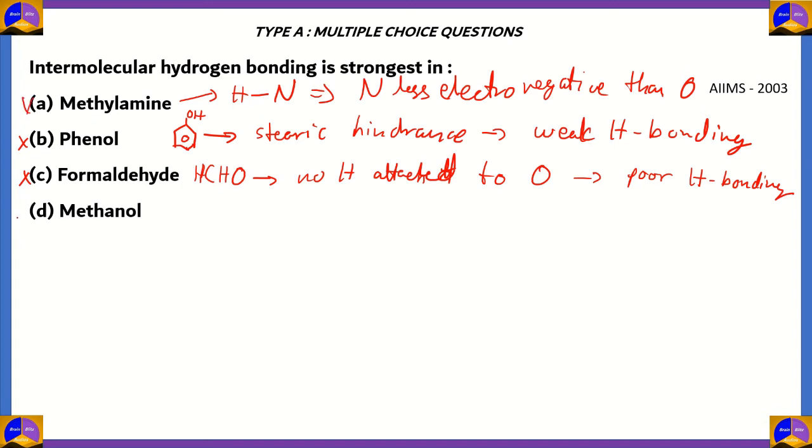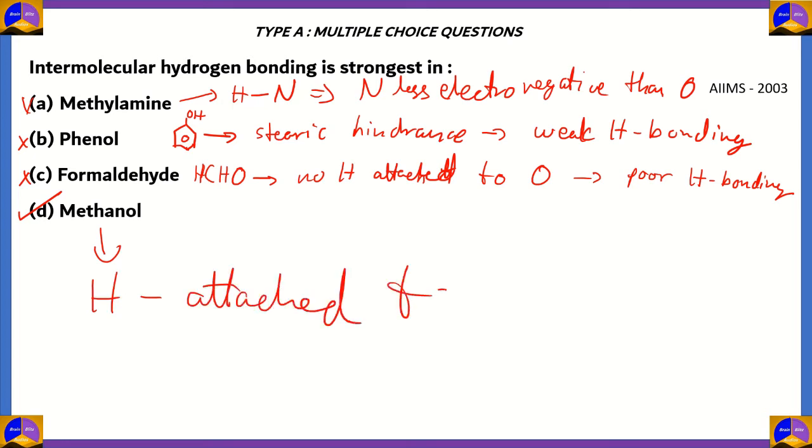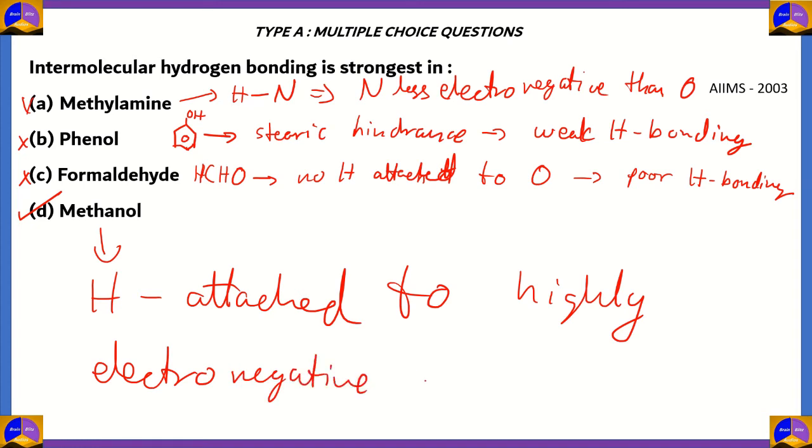The right answer is option D, methanol. So in methanol, the hydrogen is attached to the highly electronegative oxygen atom. So if you look at methanol, it is CH3OH.